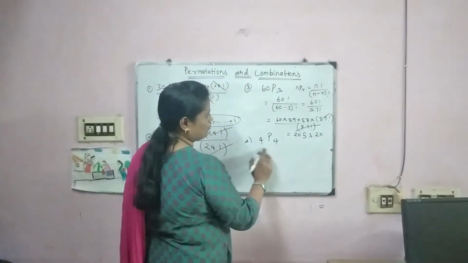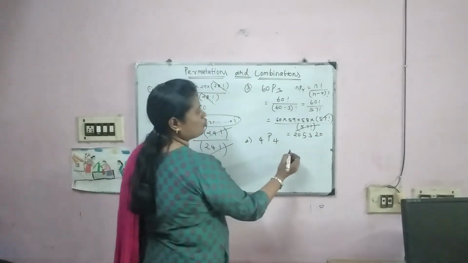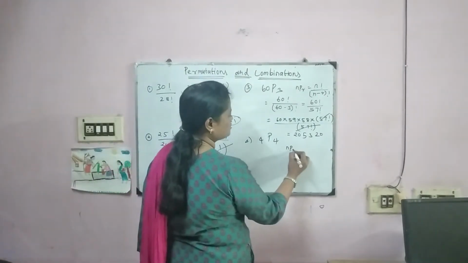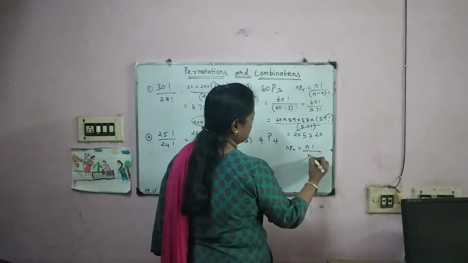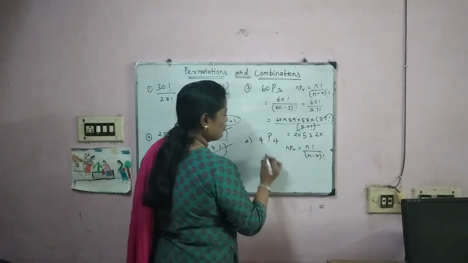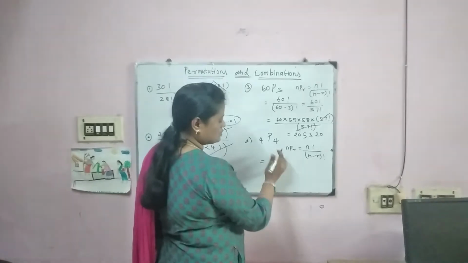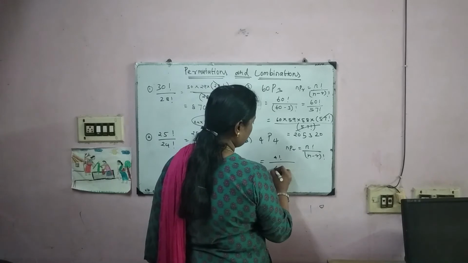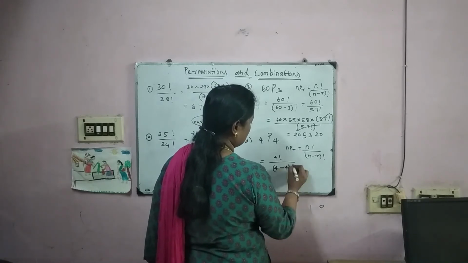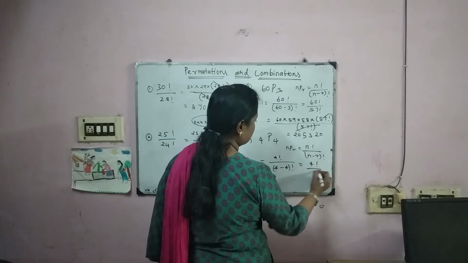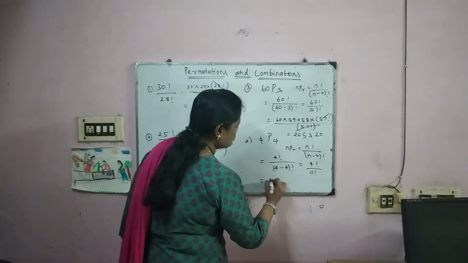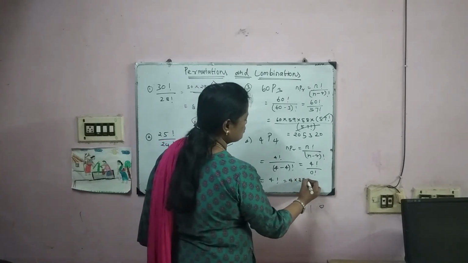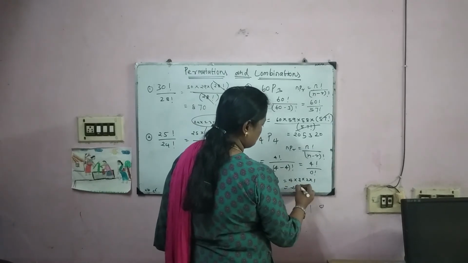So again this formula, 4P4. So what we are going to apply? The same nPr formula. So we know nPr is equal to n factorial divided by n minus r factorial. So the value of n is 4, the value of r is also 4. So 4 factorial divided by 4 minus 4 factorial, which is equal to 4 factorial divided by 0 factorial. 0 factorial is 1, so 4 factorial. The value of 4 factorial, how to calculate? 4 into 3 into 2 into 1. So that is equal to 24.